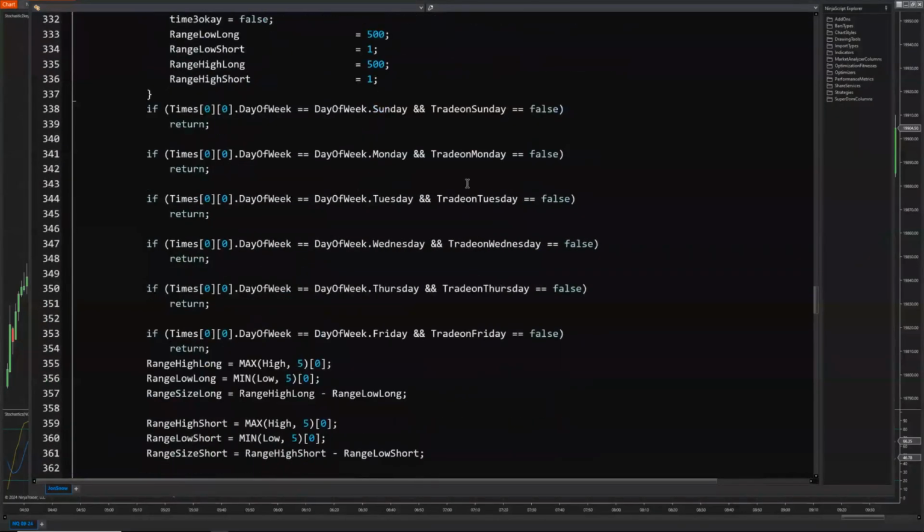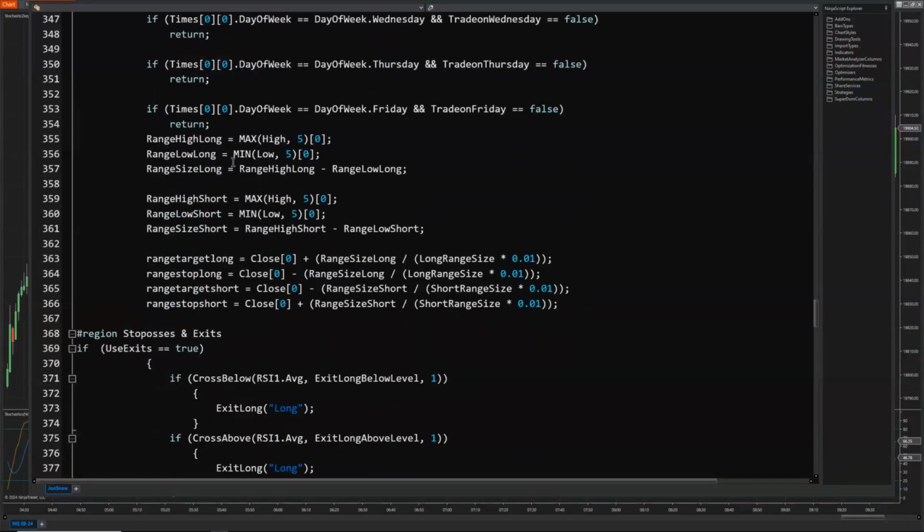So I like to also have the ability to select the day of the week. So I have that selection here. And then here is your range targets that I was just talking about. So what I'm doing here is I'm looking at the last 5 bars, and I'm getting the high and the low. And then I'm setting a variable for what the difference between the two is, and the same thing for short. And then I'm setting my targets based on here.